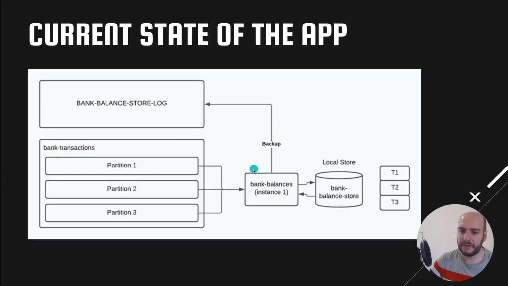Another thing that Kafka does is it will back up everything that we have in our local state store into a special topic which we have called bank balance store log. This bank balance store log is going to hold all the data that the local store has as well, so that it can be rebalanced when we add a second instance.